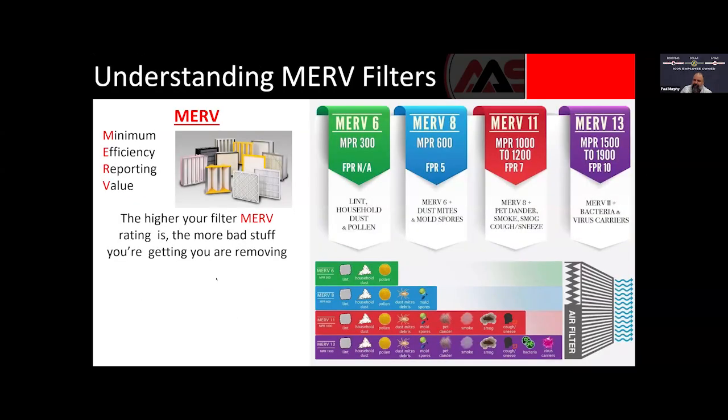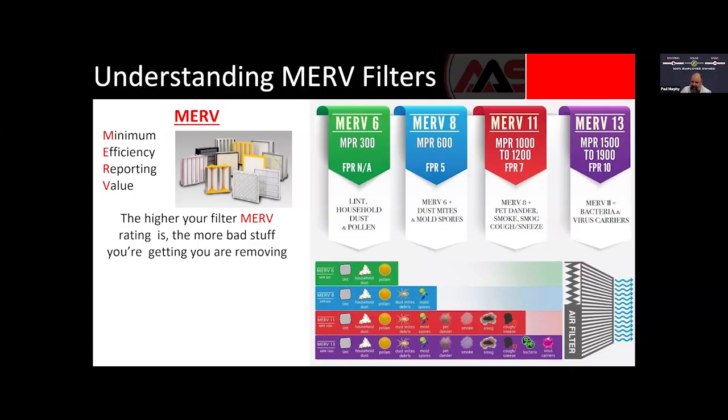Next, we're going to talk about filtration. If anybody has ever heard the word MERV, basically, MERV stands for Minimum Efficiency Reporting Value. Basically, that is the quality, or what your filter really filters out. I put a little table on the bottom right here that shows you a graphic.